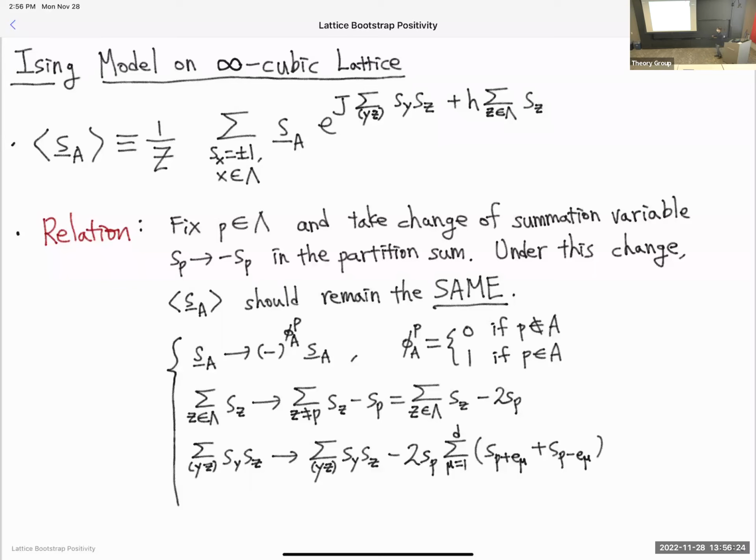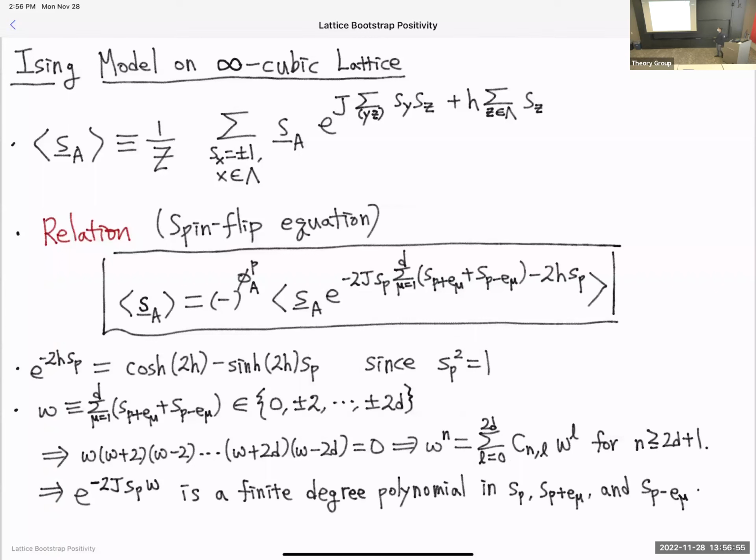So what's going to change? So first of all, this integrand, in a sense, changes sign if this subset A includes the point P. If not, it doesn't change sign. Let's look at this magnetic field term. Now, because we changed the sign of SP, it's going to change to this one, or equivalent to this one. And similarly for the nearest neighbor interaction.